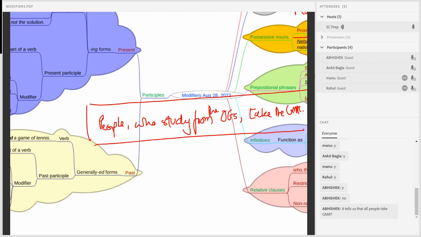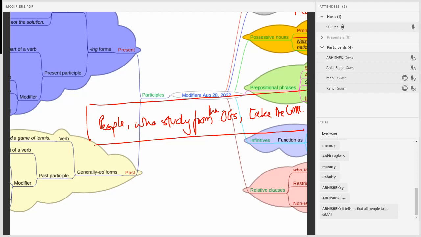When this happens, we are looking at a non essential modifier. What does a non essential modifier do? It basically gives us additional general information about the entire set. So it does not create a subset, it just gives us general information about the whole set. Now, the whole set over here is all people. That is why people say that you can remove the part in between commas, because the meaning of the sentence is people take the GMAT.